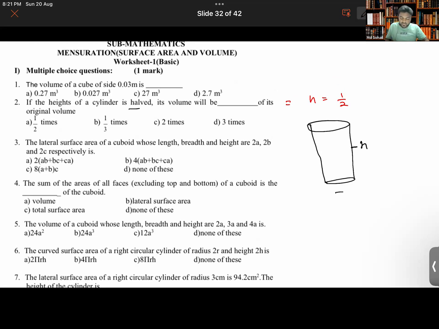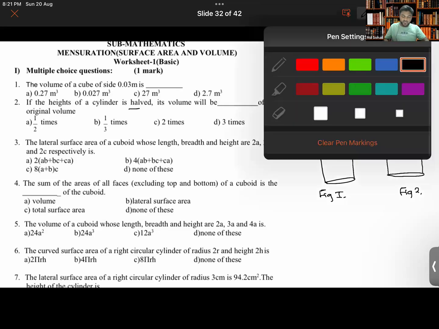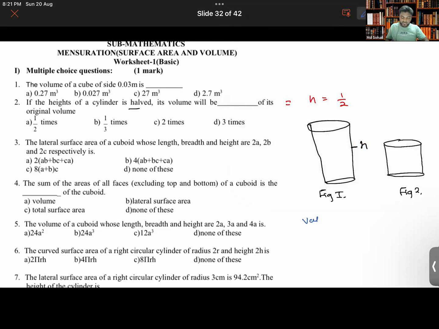So this is your figure number 1, and now in the second, after you have halved it, we have halved the height only. Now find the volume. Earlier the volume would have been pi r square h. Let's say it to be volume 1. Now talking about volume 2.